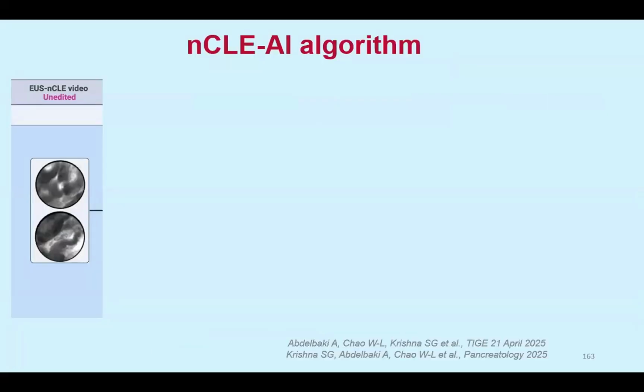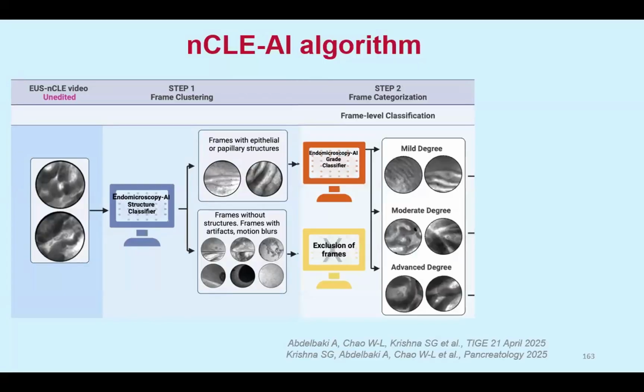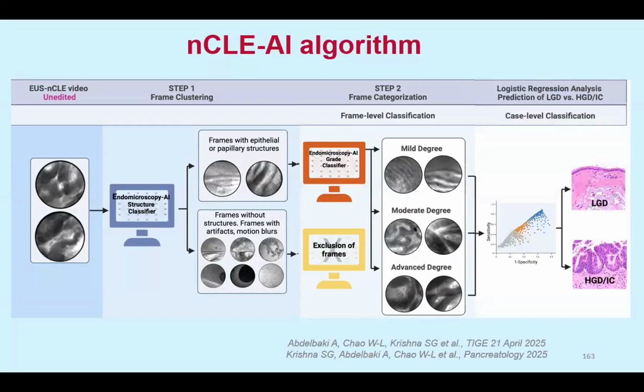If we start with the endomicroscopy video and you feed it to the nCLE AI, the first thing is it breaks down the video into individual frames. Then it'll pick up all the frames with papillae or epithelial structures. It'll reject every other frame. And subsequently is the frame level classification. It'll classify every frame as mild degree, moderate degree, or advanced degree of dysplasia. And then from this frame level classification, it uses logistic regression modeling to give a case level classification.